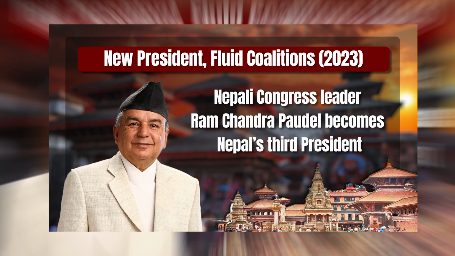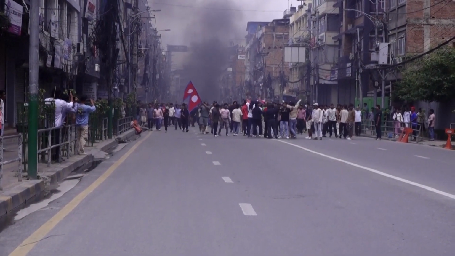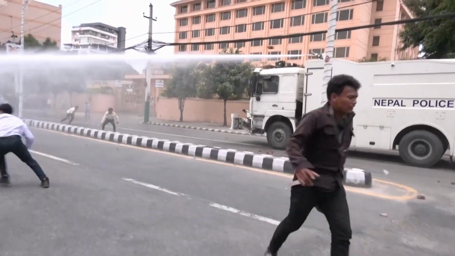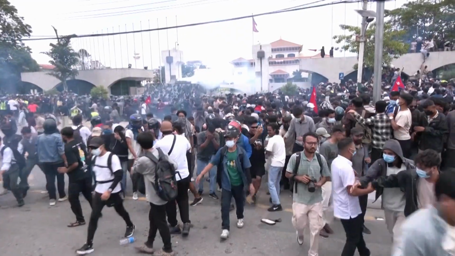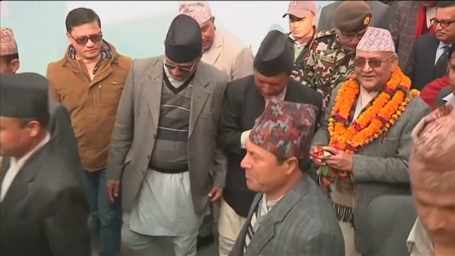On 9th March 2023, Nepali Congress leader Ramchandra Paudel was elected Nepal's third president of the Republican era, even as coalition alignments in parliament remained fluid. Cut to 2025, a government ban on major social platforms triggers nationwide youth-led protests over corruption and governance. Under intense pressure, KP Sharma Oli resigns as Prime Minister.